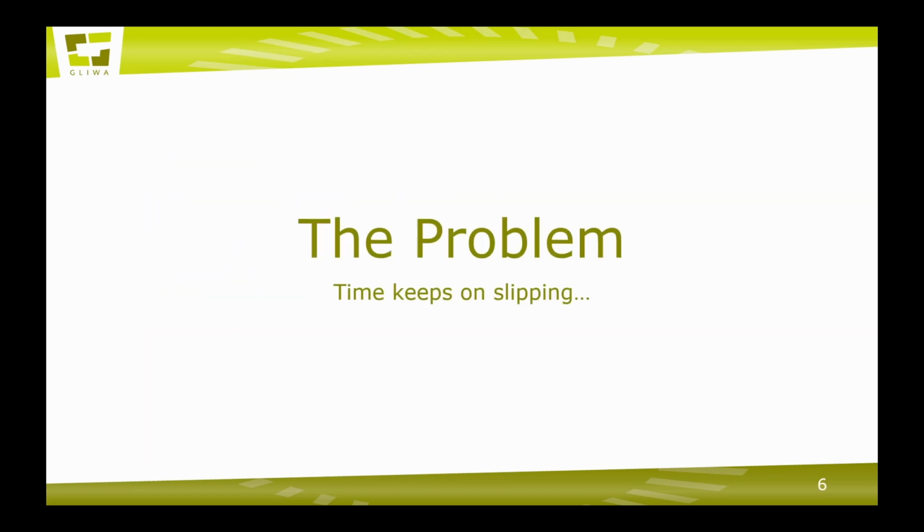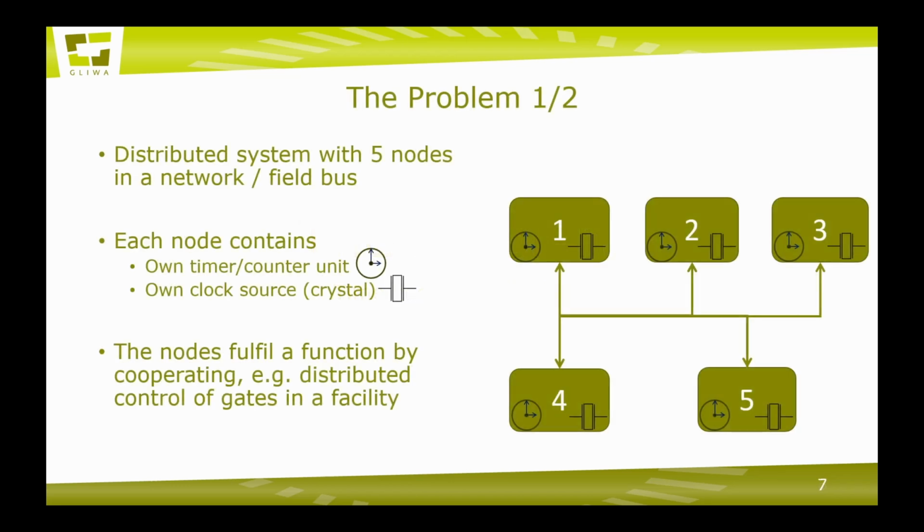Let's take a look at the problem. Imagine a distributed system with 5 nodes on a network or field bus. Each node contains its own timer counter unit, represented as a clock, showing 3 o'clock, and its own clock source, which is usually a crystal resonator. The nodes together fulfill a function by cooperating, for example, distributed control of gates in a shipping facility.